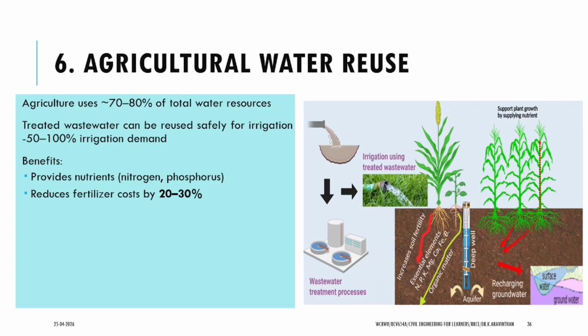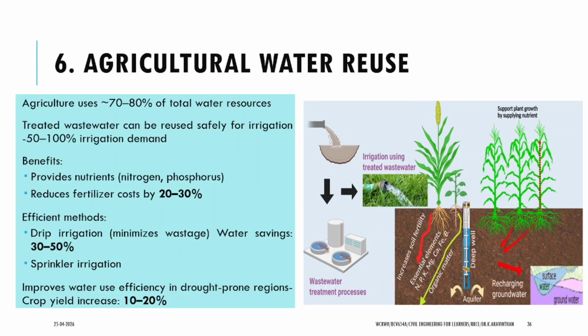Domestic wastewater contains grey water and black water. These water are rich in nitrogen and phosphorus, which reduces fertilizer cost by 20 to 30 percentage. This I have discussed in agricultural topic also. Agriculture uses 70 to 80 percentage of total water resources, which we know that, and treated water can be reused safely to 100 percentage of irrigation demand.